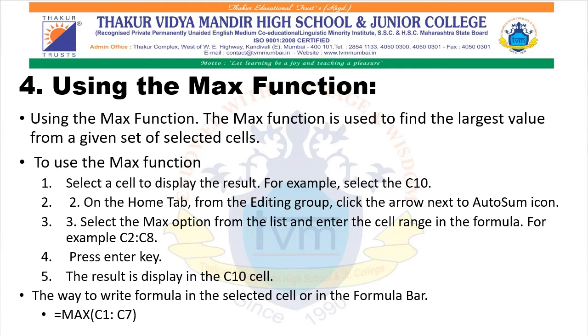To use the max function, select the cell where you want to display the answer. Go to the Home tab. In the Home tab from the Editing group, click the arrow near the AutoSum icon. Select the max option from the list. Enter the cell range, from where your max function will be applicable till where it will run. So you give the starting and the end point of the selection.